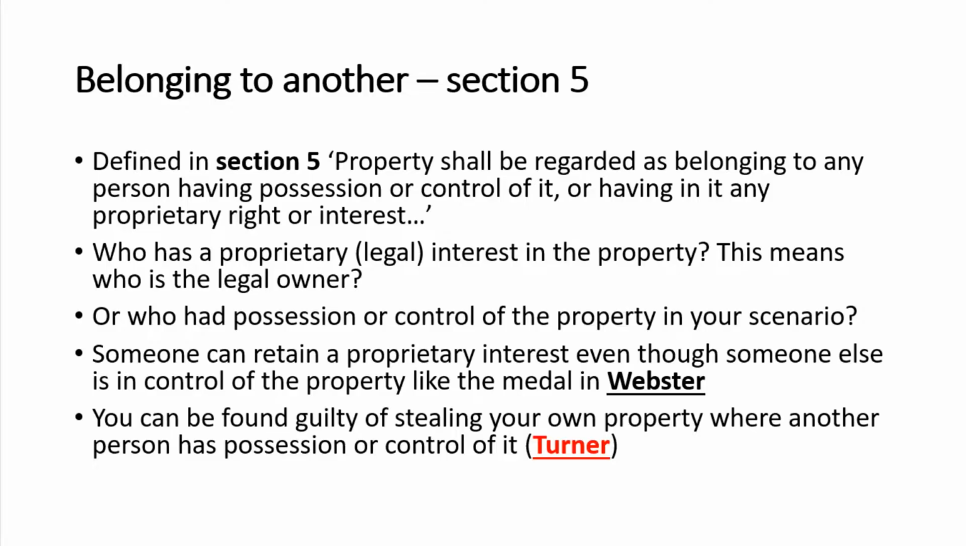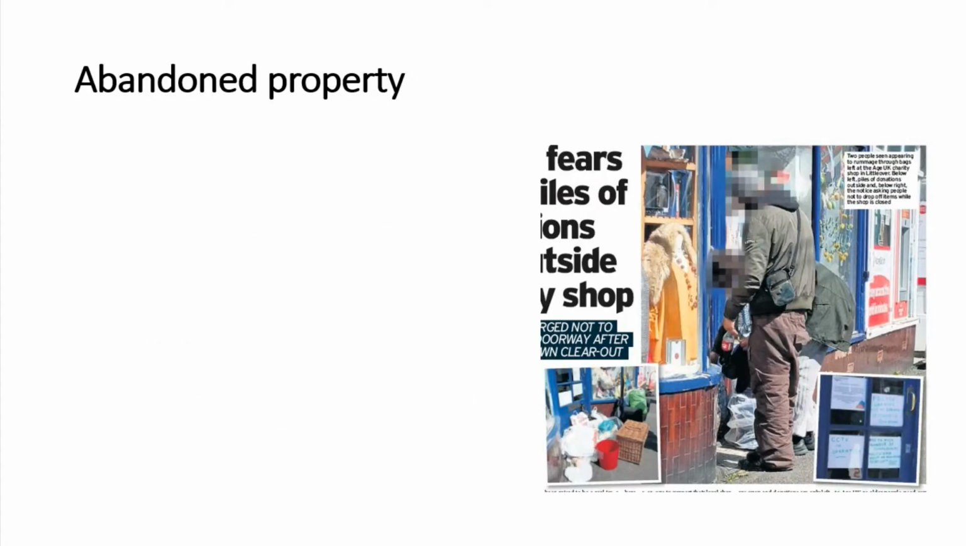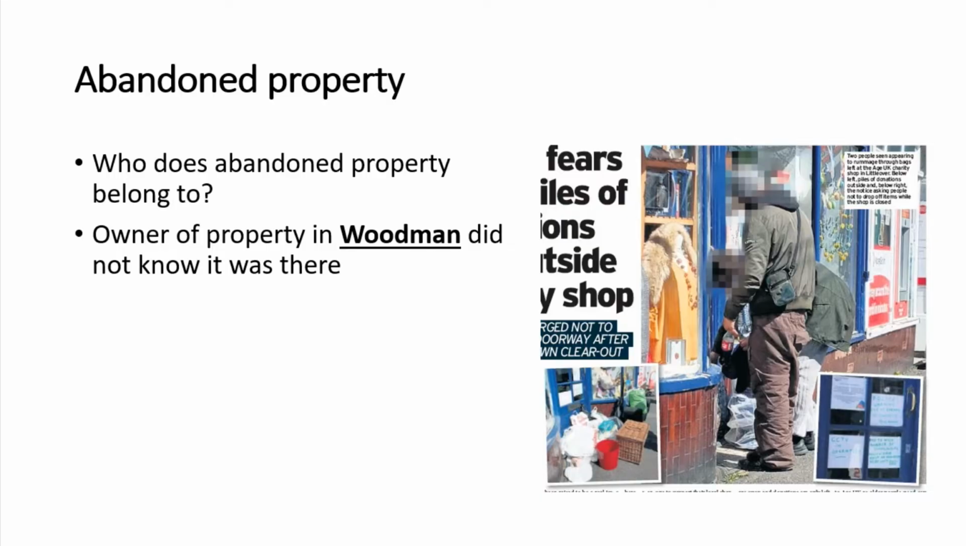And control is important when you're talking about abandoned property, things that have been put in a skip or a bin. And the owner of a property in Woodman did not know that the metal was there, but they still had control of it as it was in a disused building that had a fence around it and notices up. And so even though they didn't know it was there, the person that took the metal from the site could still be found guilty of theft, as it wasn't abandoned, it did belong to another.